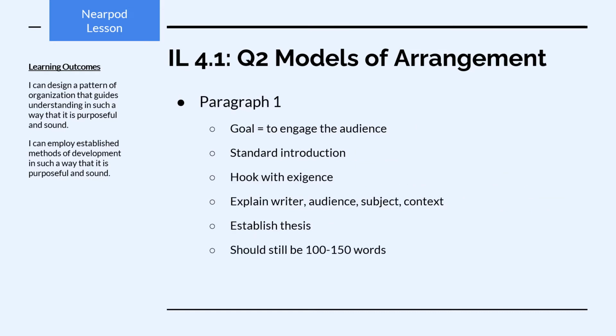Let's go through each one of those paragraphs one by one to see how it specifically applies to the rhetorical analysis task. So paragraph one is going to be our standard introduction. It's not going to change a whole lot. The goal here we have to keep in mind is to engage the audience. So our hook here, we're going to hook with the exigence of the text, talk a little bit about what was going on at the time the writer created the text that inspired them to create it. Then we're going to get into the rest of the rhetorical situation, explain the writer, audience, subject, and context.